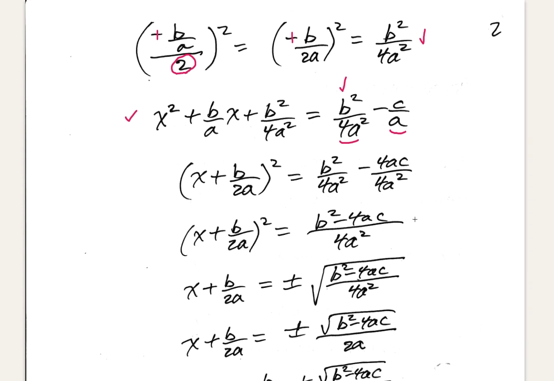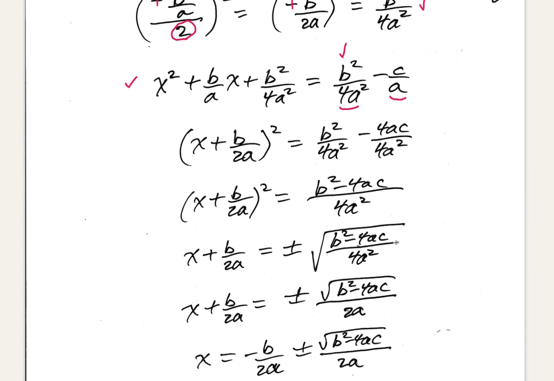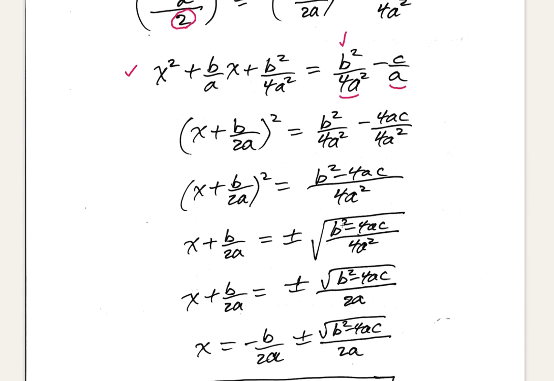And it's b squared minus 4ac all over 4a squared. Okay? And now you guys know the technique where we take what? The square roots, right, of each side and get rid of absolute values. So we get x plus b over 2a is equal to plus or minus the square root of b squared minus 4ac all over 4a squared.